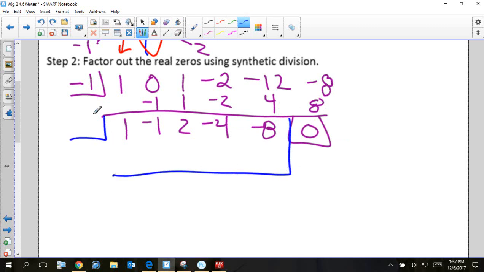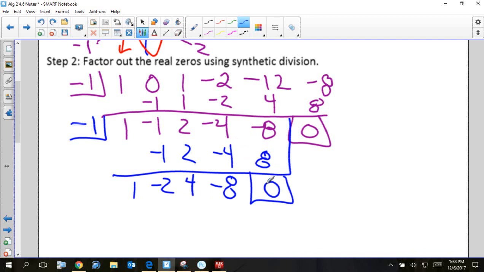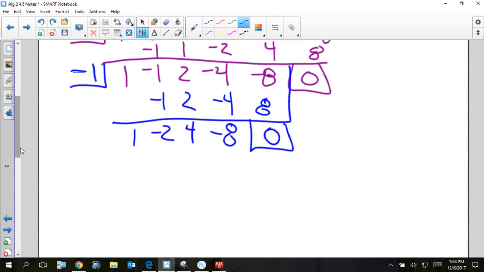Okay, so I factored out negative 1, and it was a 0, but we were thinking that there were at least 2 at negative 1. So I'm going to factor out another negative 1 now from my quotient. Yep, there was another one. And we were also thinking that at 2 we pass through, so I'll go ahead and take that out.